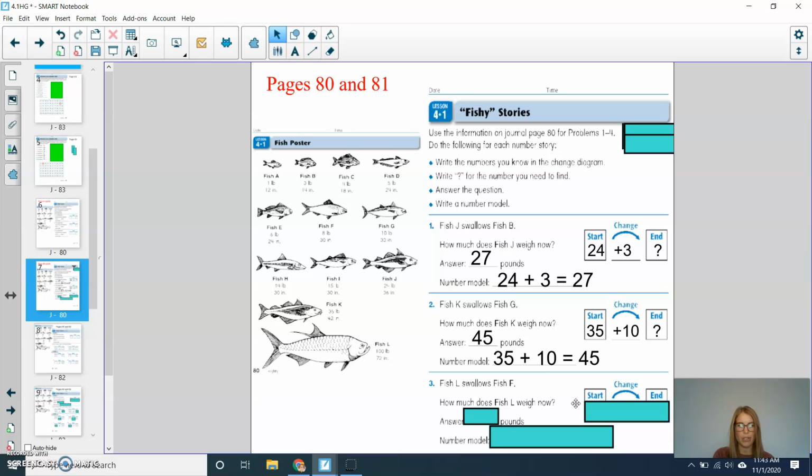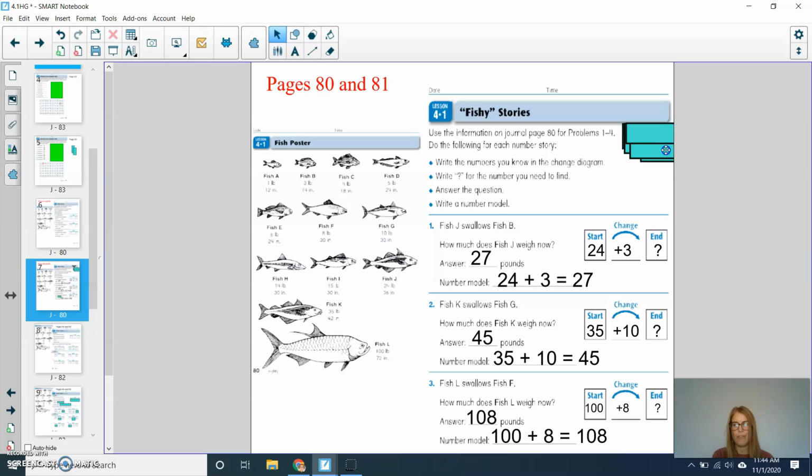Fish L swallows fish F. Fish L weighs 100 pounds. That's what I'm starting with. Fish F weighs 8 pounds, so my change is plus 8. A question mark is what I'm trying to end with. So 100 plus 8 equals 108. Now fish L weighs 108 pounds. Double check to make sure that you have this correct and that you understand this part before moving on to the second part.